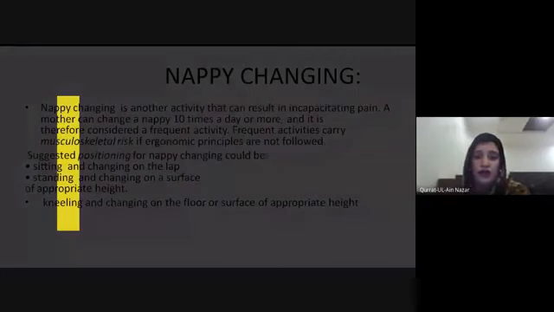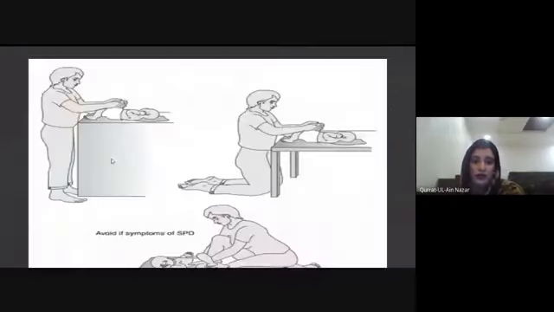Suggested positions for nappy changing are here. Here you can see how the mother is changing the nappy. In the first picture, the mother is standing and she has placed the baby at a suitable height. The mother should use a suitable height so that she does not bend more than her available range. If she bends again and again, then it can create a problem of low back pain for the mother.